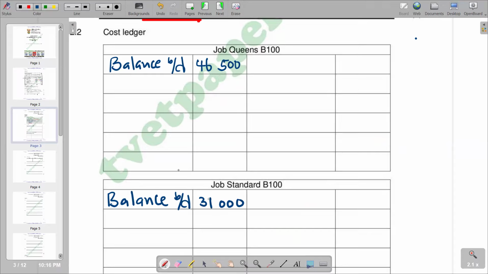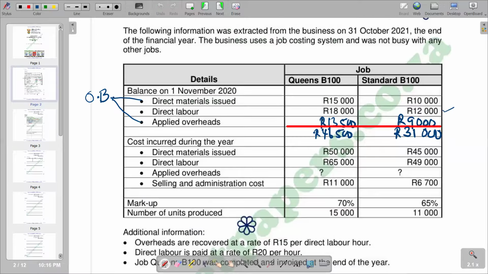So having done that, we now need to enter other transactions given in the question. We are now given costs incurred during the year, which we are also going to transfer to the accounts. We've got direct materials issued: for Queens B100, we've got 50,000, and for standard B100, 45,000. So this is direct, and the amounts are going to come from material control.